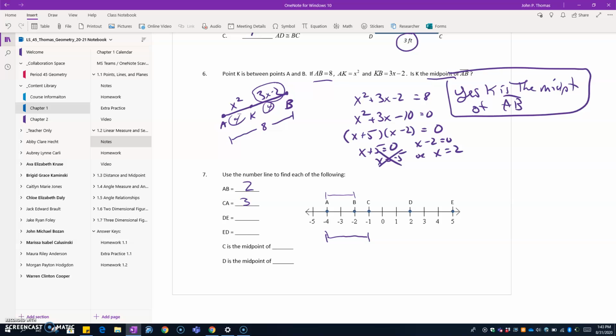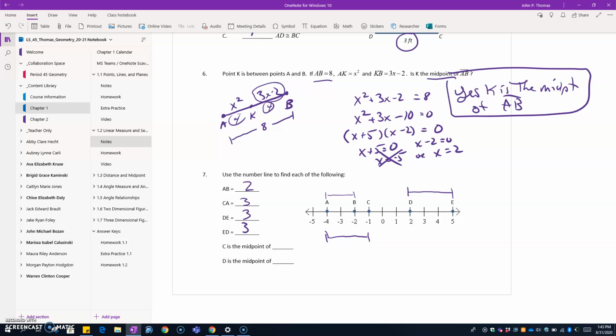All right, and there's not a direction when we talk about the length. Then we've got DE. DE is up here. That's 3 units long. All right, ED is going to be the same length as DE, right? Because they're really both representing the same segment there.